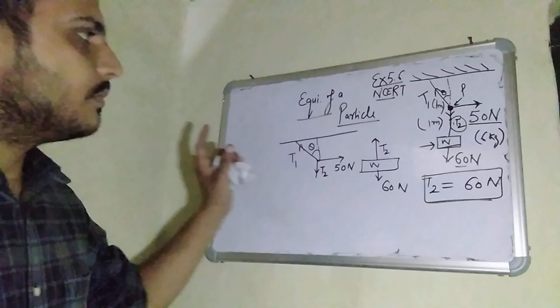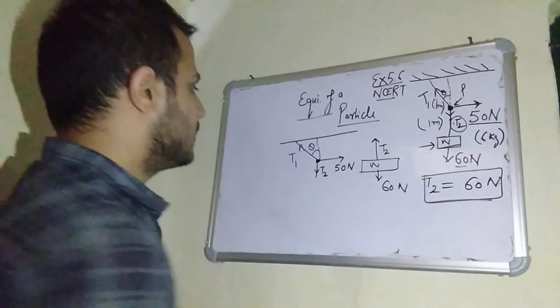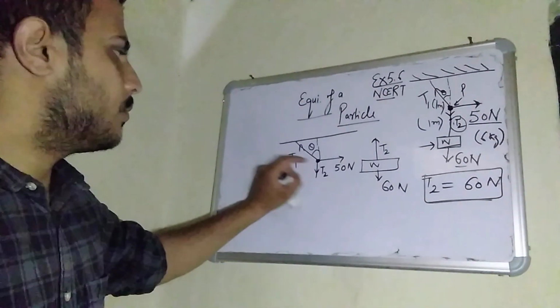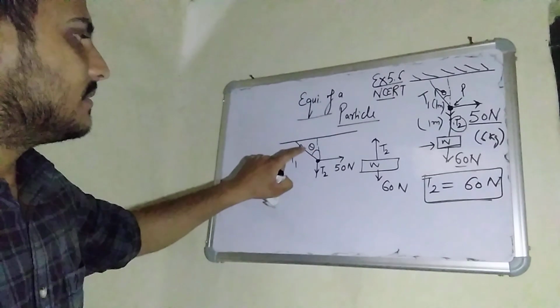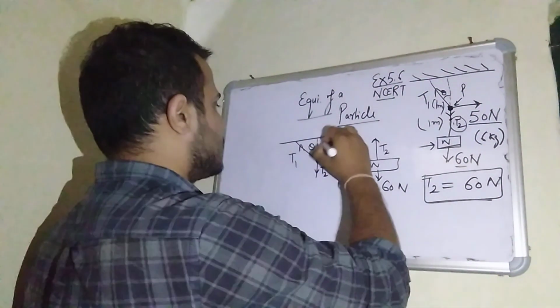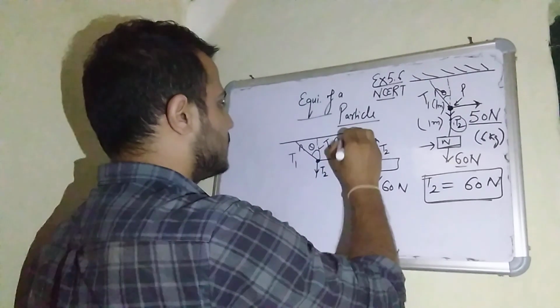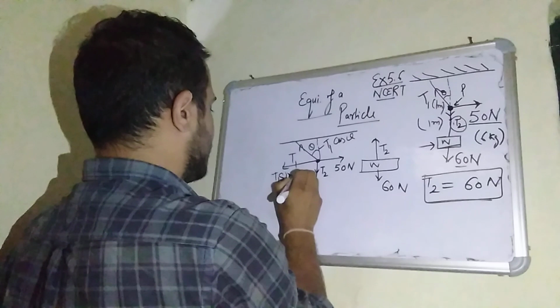Now this system is in equilibrium, so we consider that point. We write the equation about this point. So what is the equation? Like we saw, here tension is acting and this is the angle theta, so we have to resolve the tension T1. This component is T1 cos theta and this component is T1 sin theta.